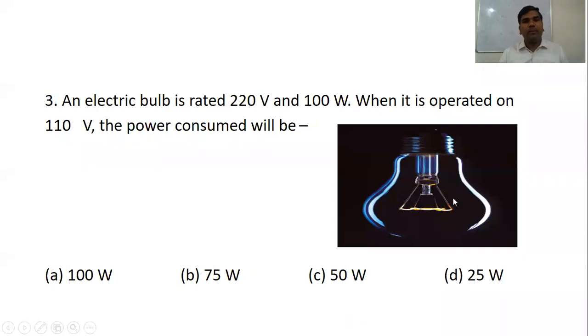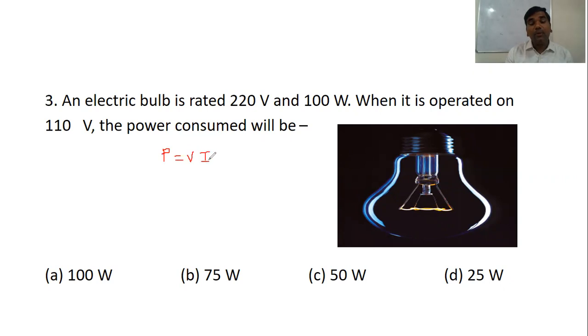Now the third problem: an electric bulb is rated 220 volt and 100 watts. So when you purchase this bulb, the rating they gave is 220 volt, 100 watt. But we are operating it on 110 volt. Then what will the power consumed be? Here also we use the same formula, that is power is equal to V into I.